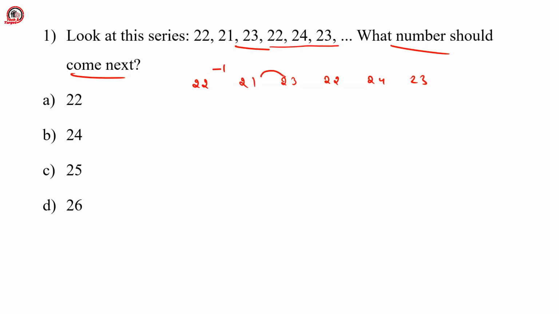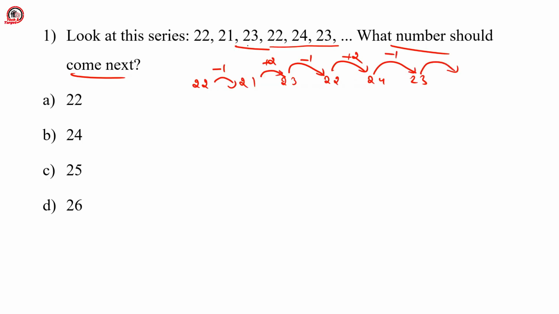And what is the relationship between this number and this number? It was -1 from here to here, and it is +2, right? So 21 plus 2 is 23. So from here to here, it is +2. Again from here to here, it is -1. So from here to here, again 22 plus 2, 24. And from here to here, again, it is -1.